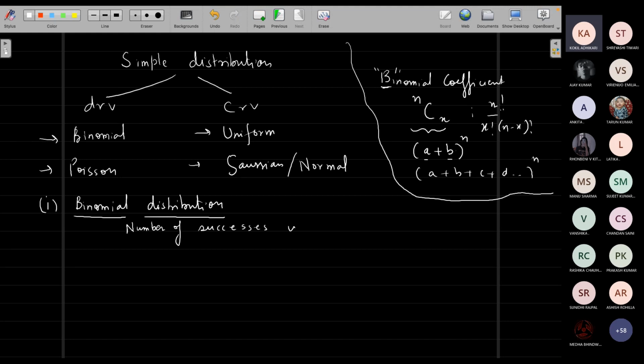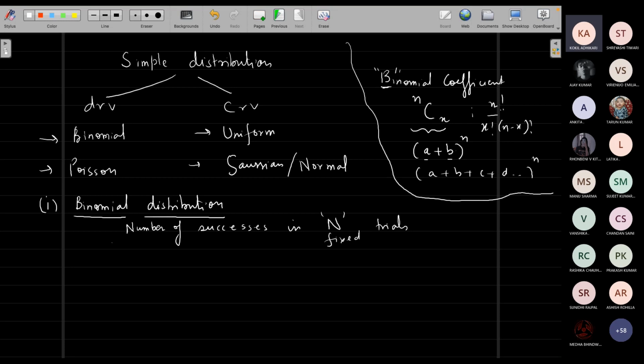Number of successes in a fixed n number of trials. So for example, maybe a toss of a coin. I am interested in seeing how many times I get head, defining my random variable as head. So out of fixed n trials, how many times am I going to get head? That may be something which I am interested in.